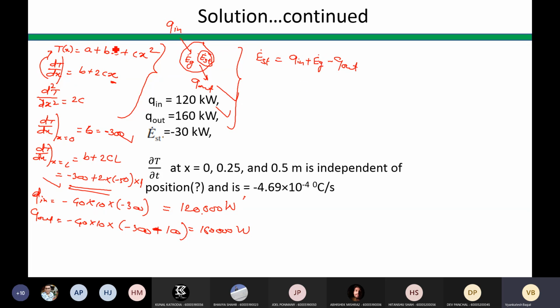So what is E dot G now? I already talked about this. The internal heat generation rate will be given as Q dot, that is volumetric heat generation rate, multiplied by volume. So find out that term, put it here. Q in is known to you. E dot G we will calculate from here, and then solve it and find out what is this E dot ST, right?